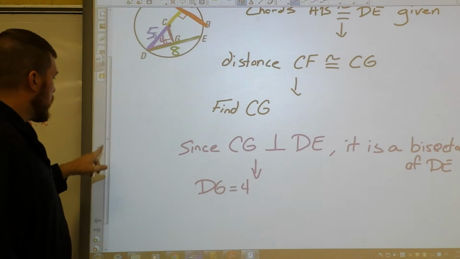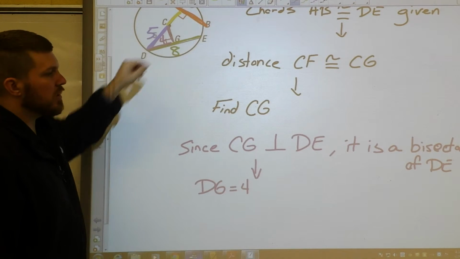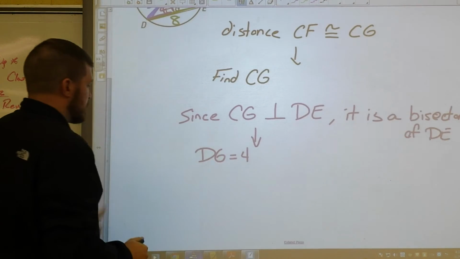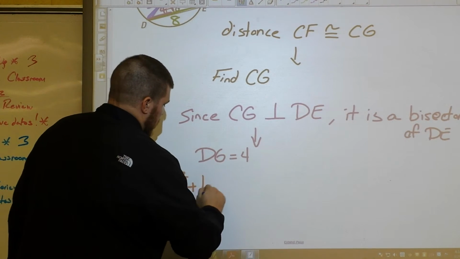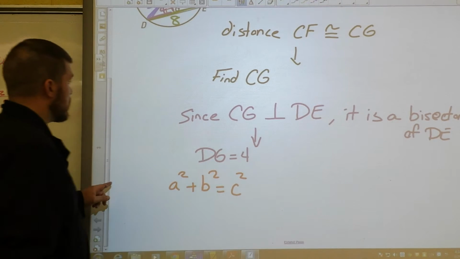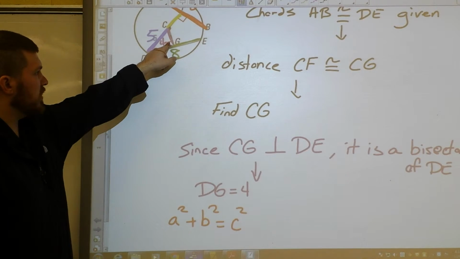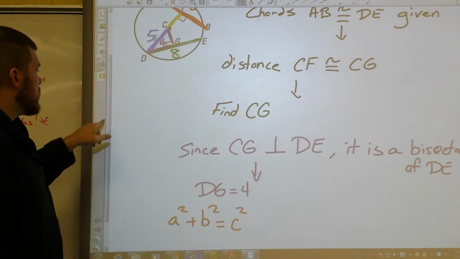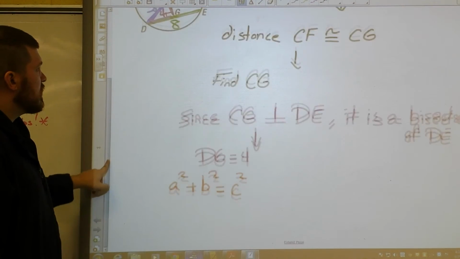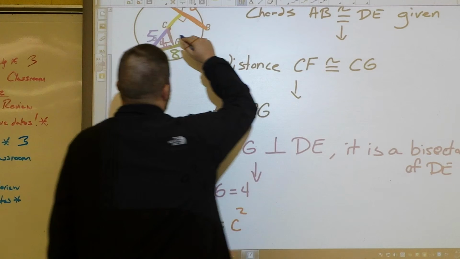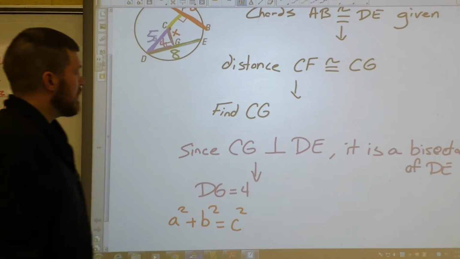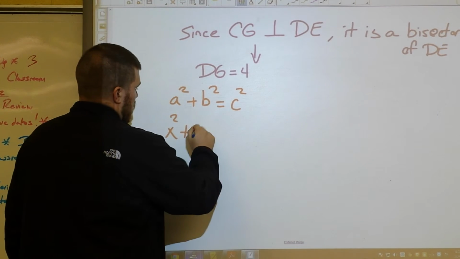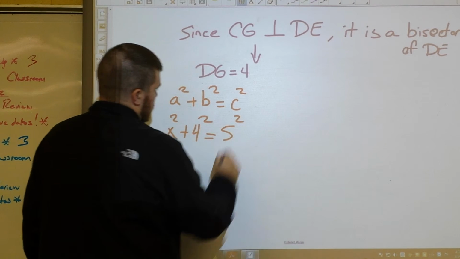Now I have a right triangle. As soon as I see a right triangle right here, I'm going to think Pythagorean theorem. A squared plus b squared equals c squared. Again, if I look at my picture, c is always my hypotenuse. The hypotenuse is always across from my 90-degree marker. So c is 5, and I'm going to call the piece that I'm trying to find x. So I have x squared plus 4 squared equals 5 squared.